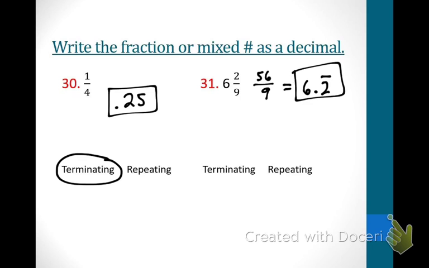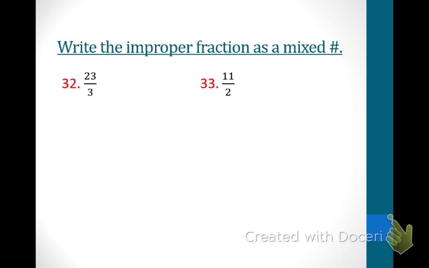Is this terminating or repeating? It's repeating, okay? Because what this line right here means is that it's actually saying 6.22222222 and going on forever, okay? So that is repeating. Very good job. How many of you got both of those correct? Okay. Next up, write the improper fraction as a mixed number.